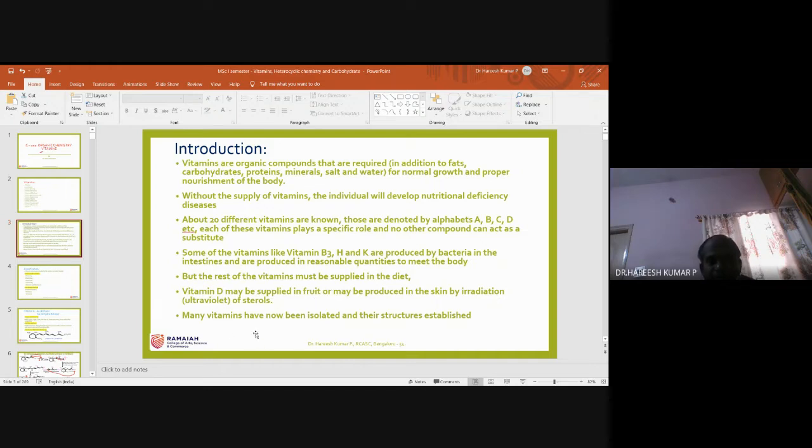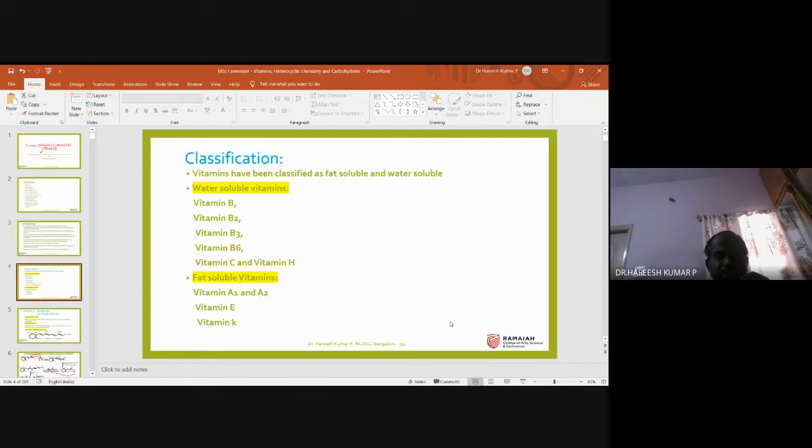Many vitamins have now been isolated and their structures established. So with this, I will go to the specific example. But before going to the specific example, let's look into the classification.